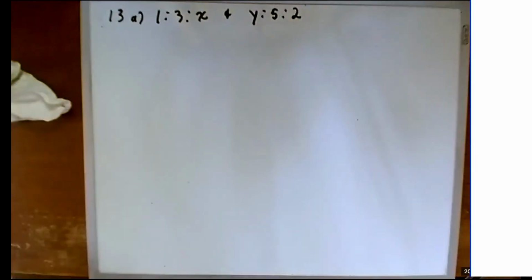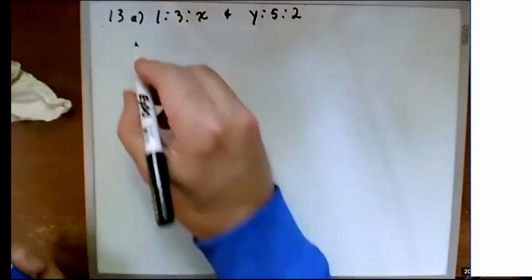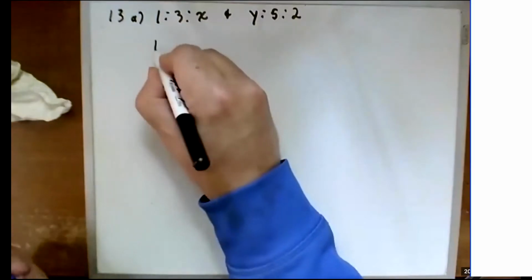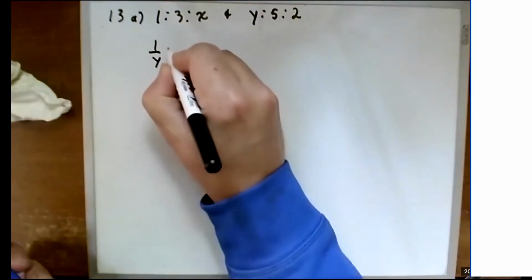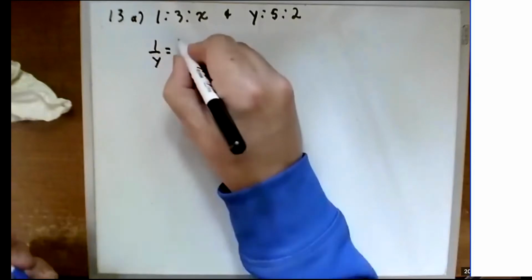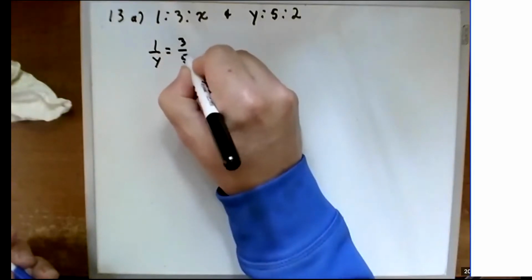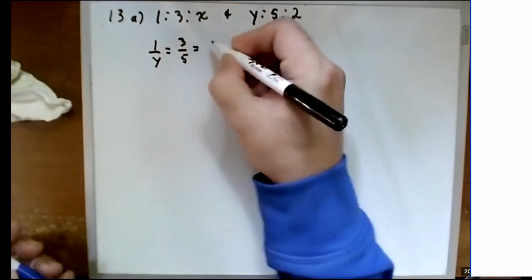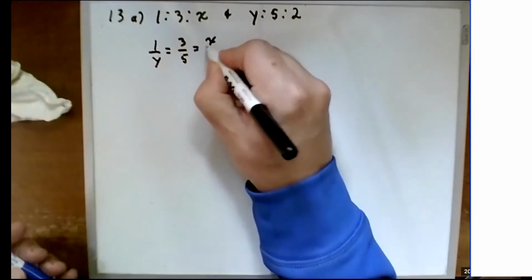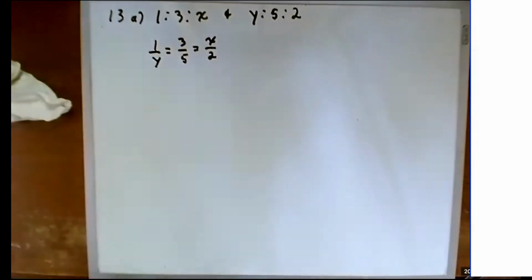The first thing I'm going to do is put all of these things into equivalent fractions, just so that we can see where all of the pieces are. So this ends up being rewritten as 1 over y would be equal to 3 over 5, which is equal to x over 2.